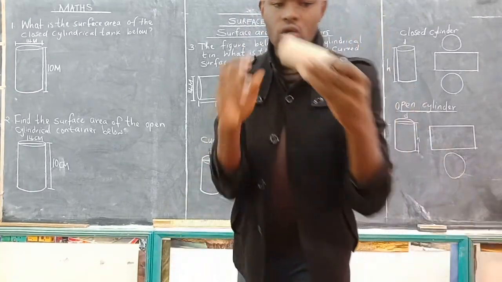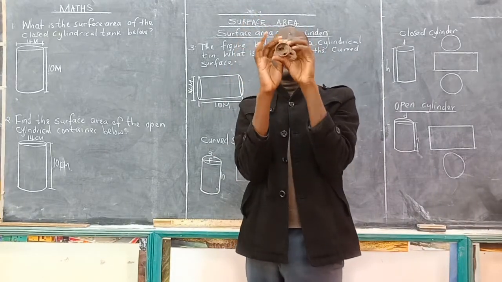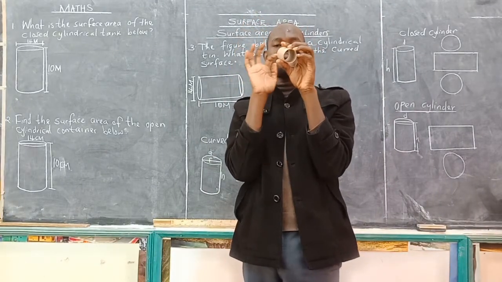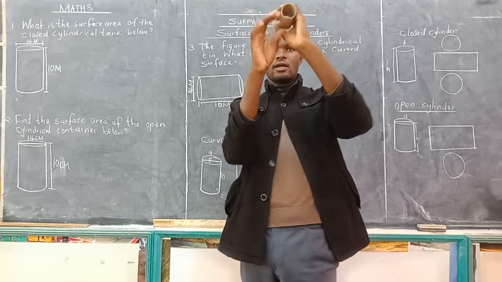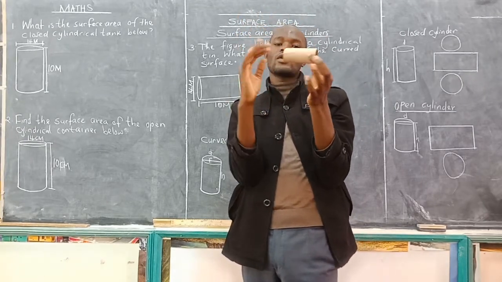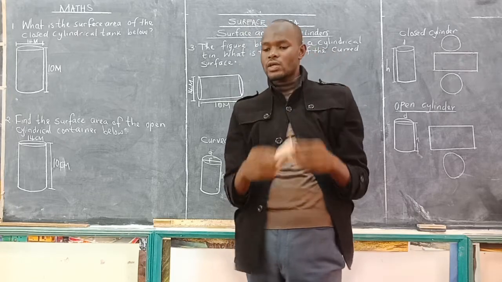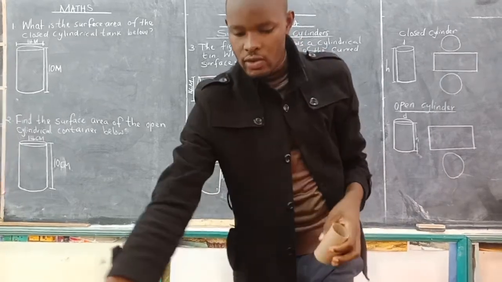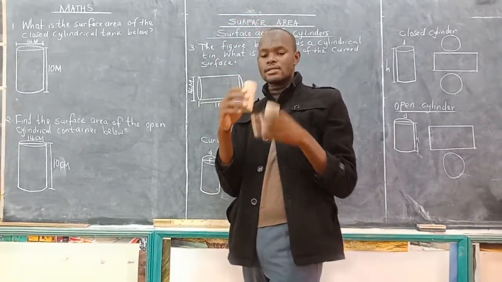Also, a tissue roll. This one is a cylinder, but it is the curved surface alone. The circles are not there. So these are good examples of cylinders.